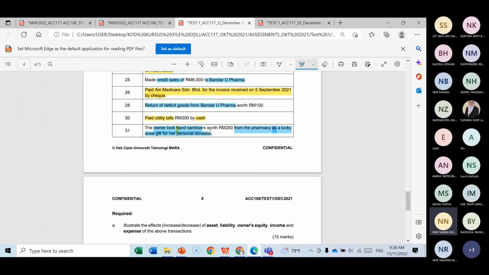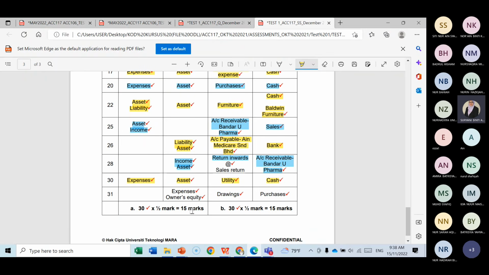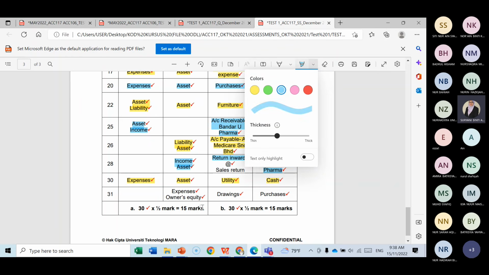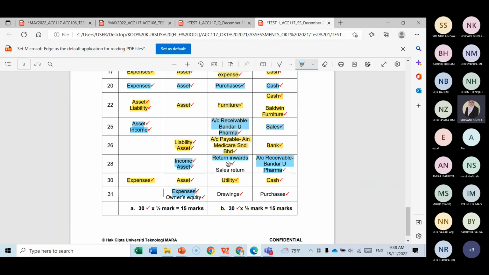Expenses decrease, owner's equity decrease. So there will be decrease in the expenses because you made drawing from the business stocks. So debit drawing, and decrease in owner's equity. Decrease in expenses, you will credit the purchase account, and decrease in owner's equity, you will debit the drawing account.